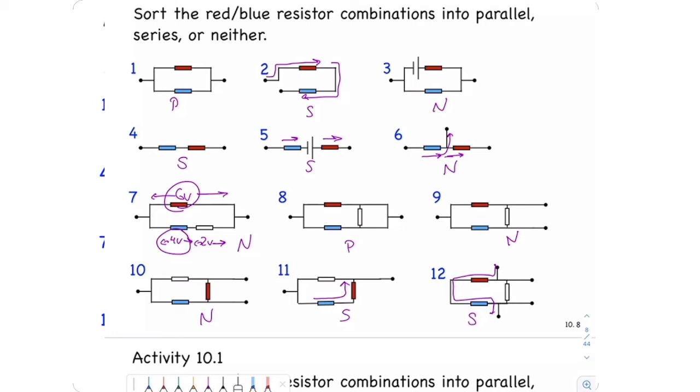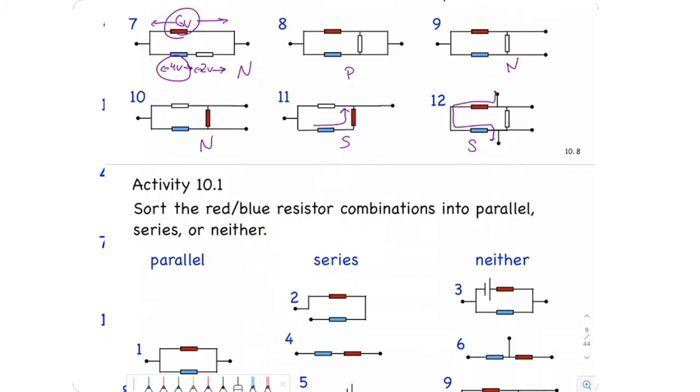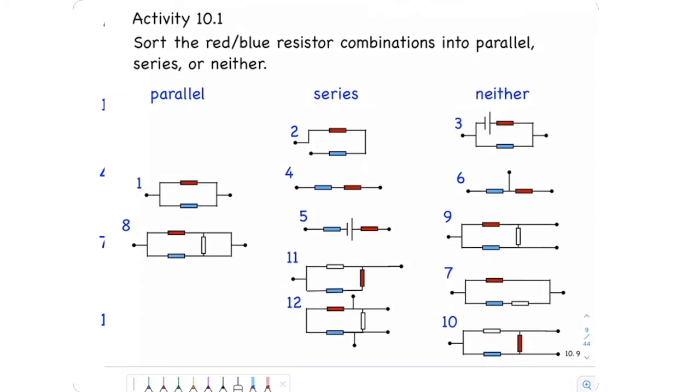It really doesn't matter whether they're physically side by side, what you'd think of as parallel, or lined up. They don't have to be lined up to be in series. They don't have to be side by side to be in parallel. And there are cases where it's neither. All right, so the summary of the results is in the notes.